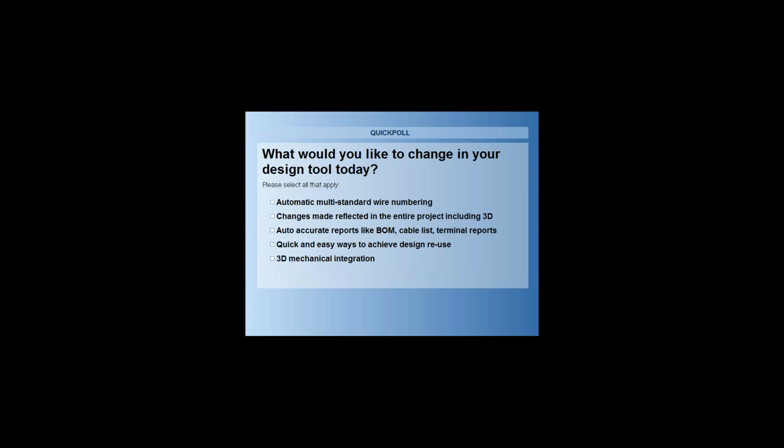If you had a magic wand, for example, would you want the automatic multi-standard wire numbering, where you can number wires based on their own numbering system or a common numbering system? Do you want to make sure that any change that you make is true across the entire project? Accurate bill of materials, then cable list, terminal reports. Would that be of help? Quick and easy ways to reuse design like we showed today. Would that be of interest, or is it 3D mechanical integration, or maybe it's all of the above?